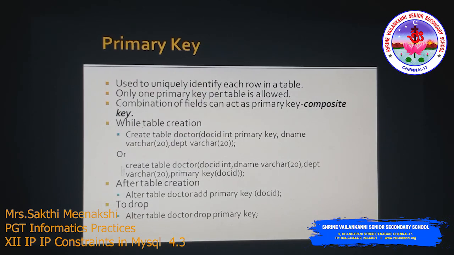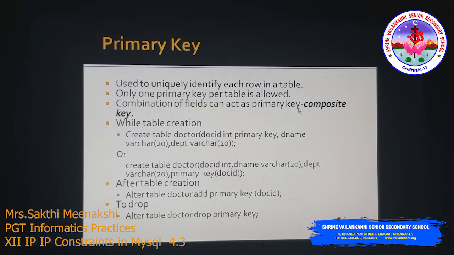Then how to alter this, how to drop this primary key? Alter table doctor, you have to use the add clause to add the primary key. So alter table doctor, add primary key. While creating the table you can use the earlier syntax. If the table is already created, then you can use the alter table command to add the primary key. To drop the primary key, alter table doctor, drop primary key. As a table contains only one primary key, if you drop it, the primary key will be deleted. There is no need to give the column name here.